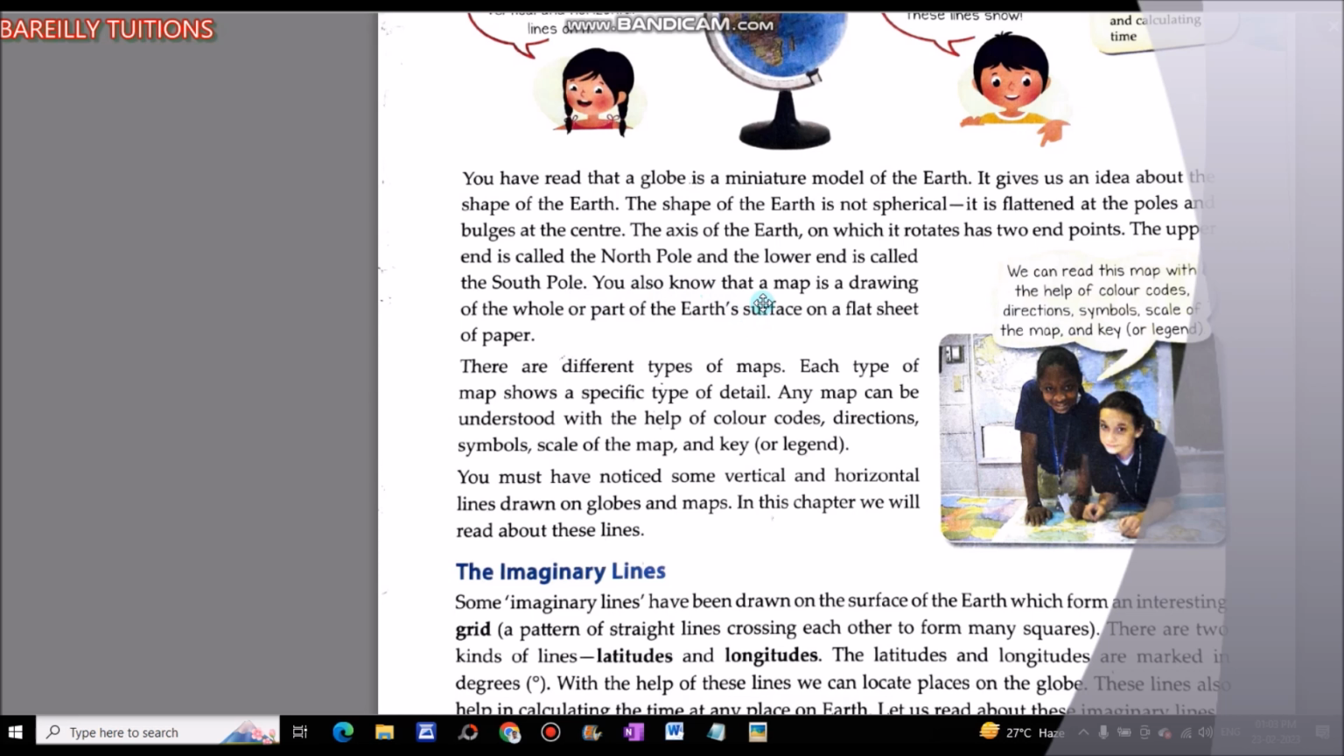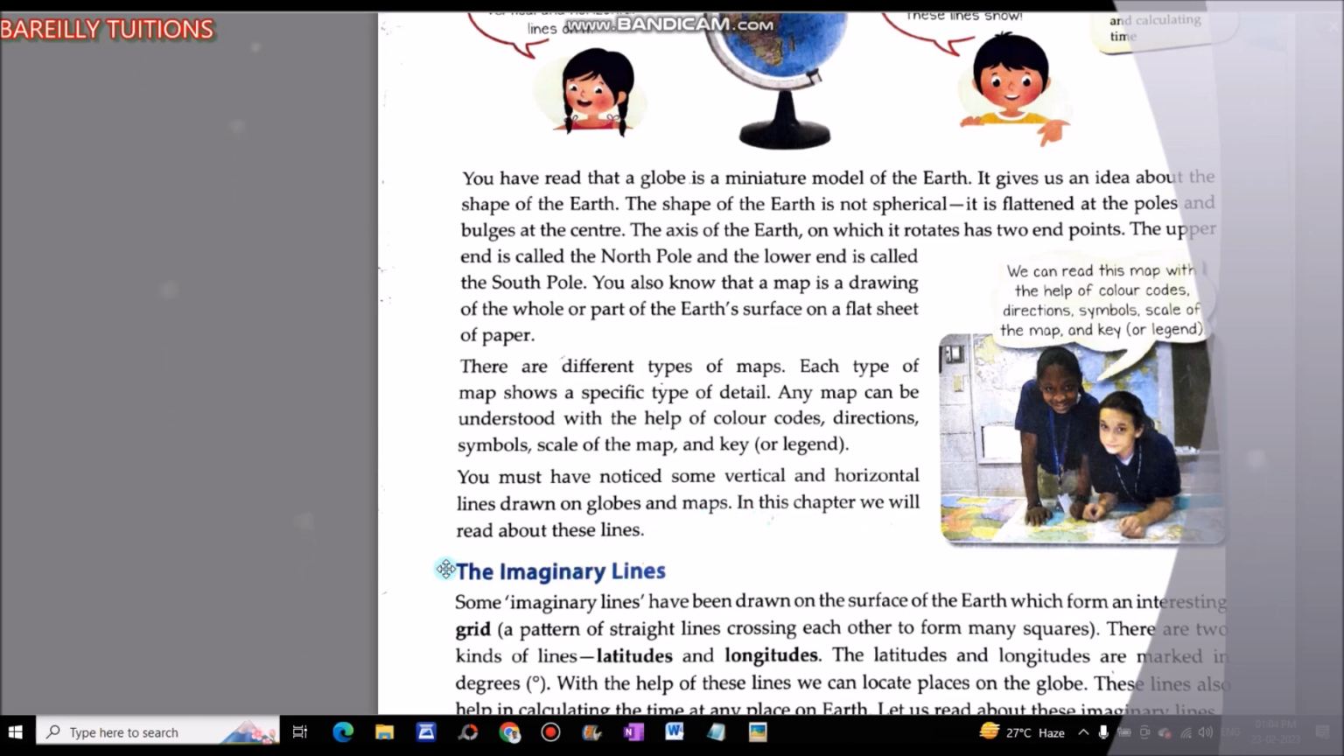You also know that a map is a drawing of the whole or part of the Earth's surface on a flat sheet or paper. There are different types of map. Each type of map shows a specific type of detail. Any map can be understood with the help of color codes, direction symbols, scales of the map, and key or legends. You must have noticed some vertical and horizontal lines drawn on globes and maps.